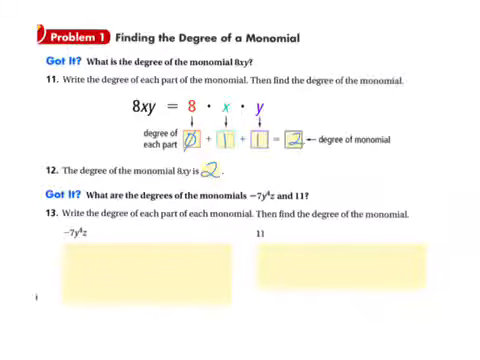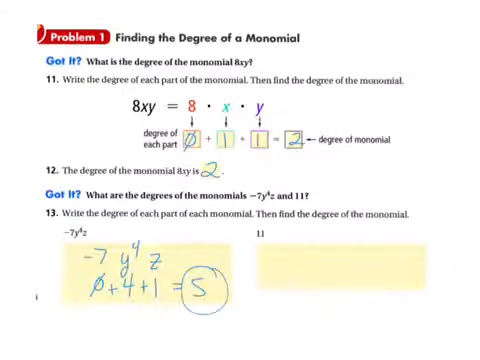Looking at negative 7, y to the 4th, z, we see that negative 7 has a degree of 0. Y to the 4th has a degree of 4. And z has a degree of 1. 0 plus 4 plus 1 is 5. So 5 is the degree of that monomial. Looking at number 11, 11 has a degree of 0. Since there are no variables, the degree of this is 0.